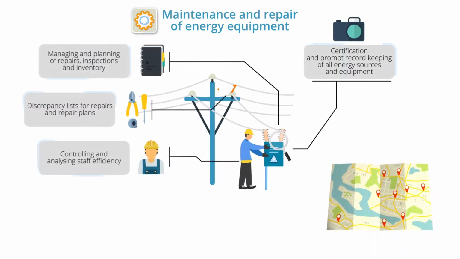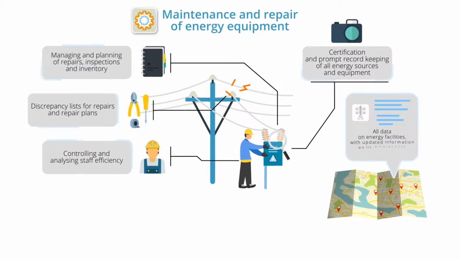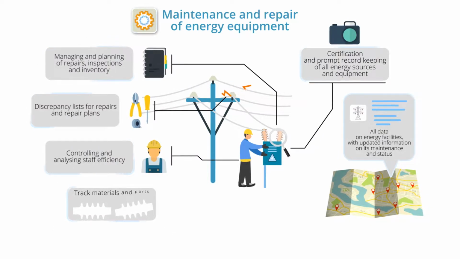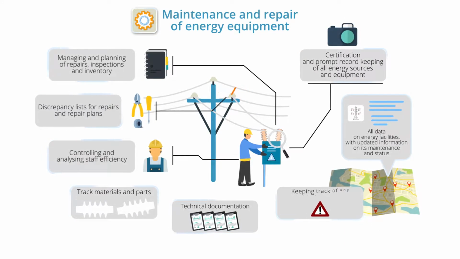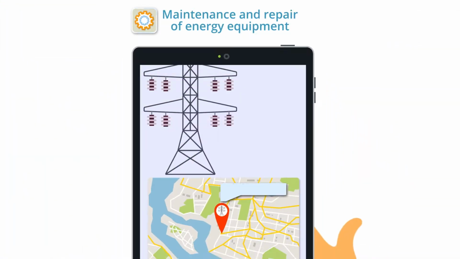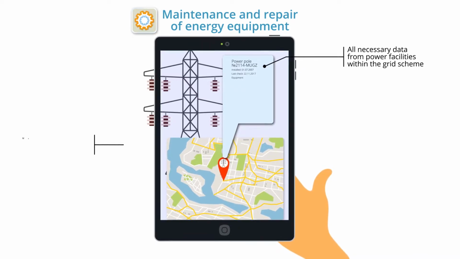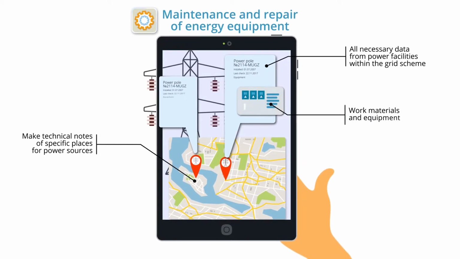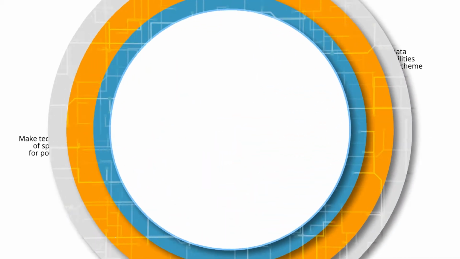With the online map, all data on energy facilities can be tracked easily with photos and updated information on its maintenance and status. It also tracks any additional materials needed to conduct maintenance, including spare parts, etc. Having technical documentation to hand and keeping track of any technical violations. Mobile applications allow for a field worker to see all necessary data from power facilities within the grid scheme, to make technical notes of specific places for power sources, piers, stairwells, etc., to keep records of work material and equipment, to check the accuracy of data.